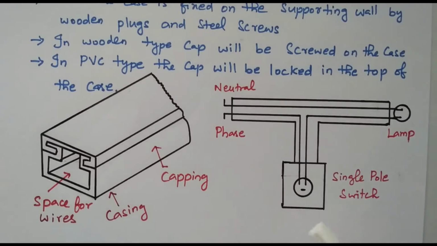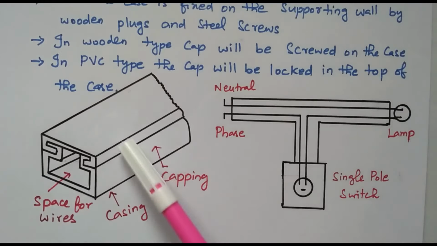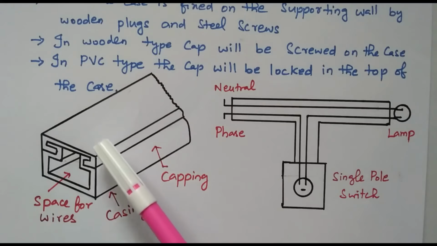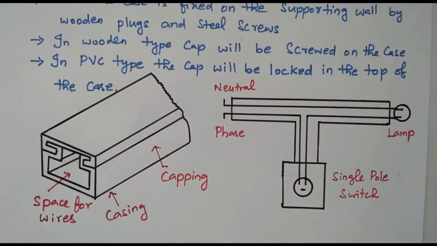So this is also a very simple type of wiring. First the casing is placed on the wall. Then through this space the wires are placed, over which the capping will be placed. Capping can be easily removed and easily placed. So one example is available. Now we'll go to the third type.